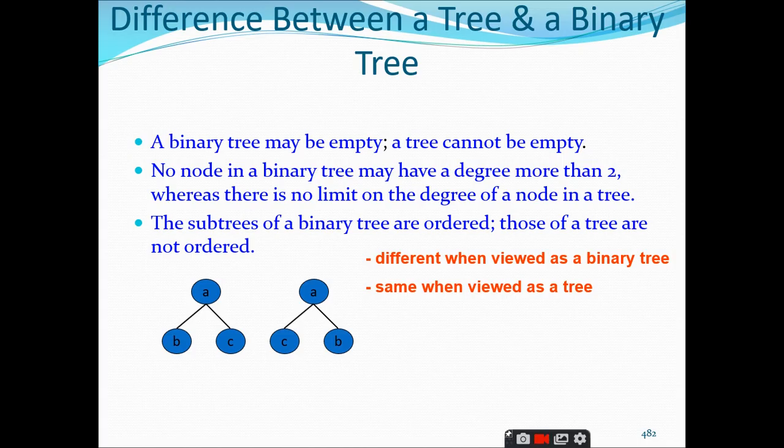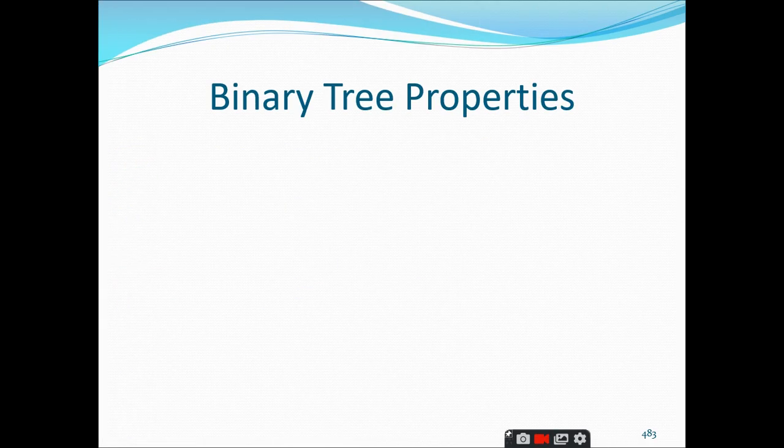Right. And one more important point is a binary tree may be empty, but a tree cannot be empty. Right. And no node in a binary tree may have a degree more than 2. That is what we have discussed. From the definition of binary tree, we will know that no node in a binary tree can have more than 2 degree, whereas there is no limit for the degree of a node in a tree. This is what we discussed in the earlier slides. And the subtrees of the binary tree are ordered, whereas the subtrees of a tree are not ordered.